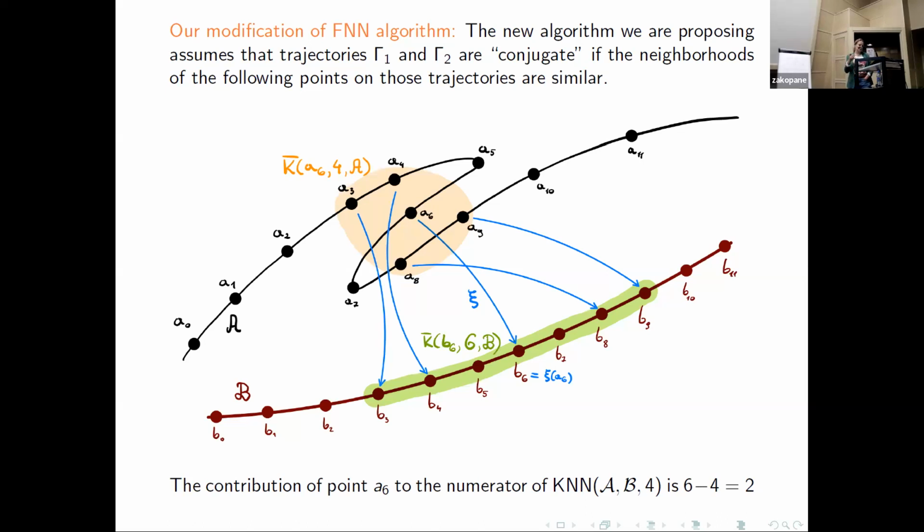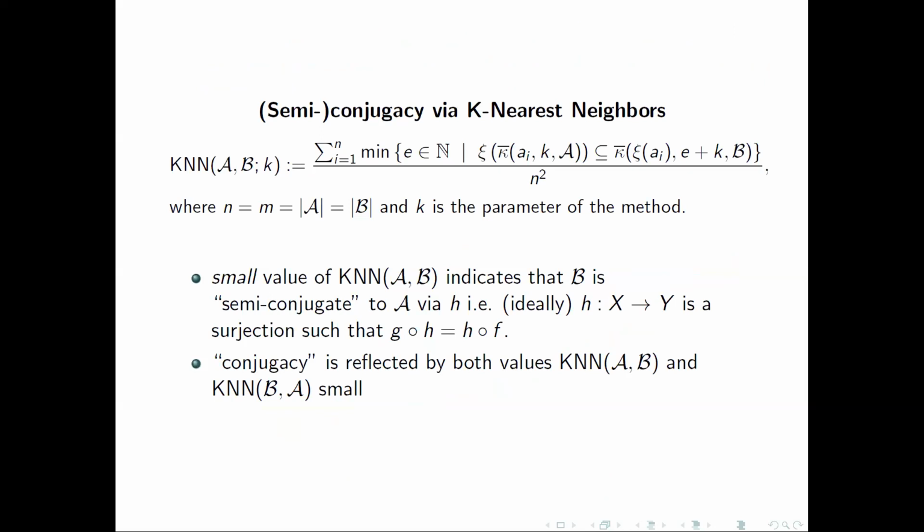So that is a sort of measure of the difference between the neighborhood of a point A6 and its corresponding point B6 on the other trajectory. So that is, let's say, a discrete measure. I had 6 points, but here just 4. So the difference is 2, and this is what goes to the numerator in this formula. We do it for every point, there is a sort of normalization, and we obtain a sort of discrete similarity measure of trajectory A versus B.